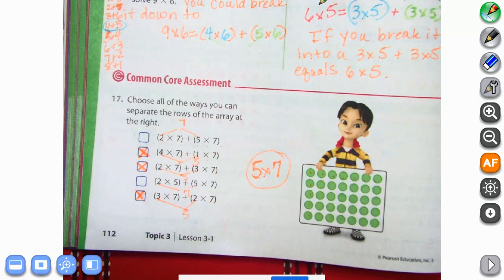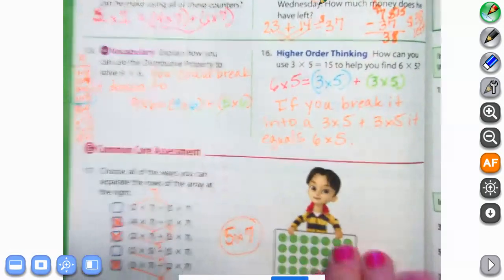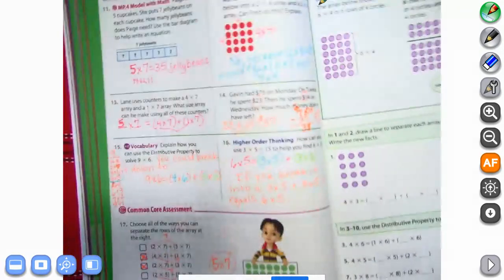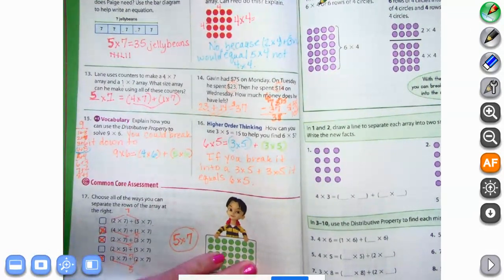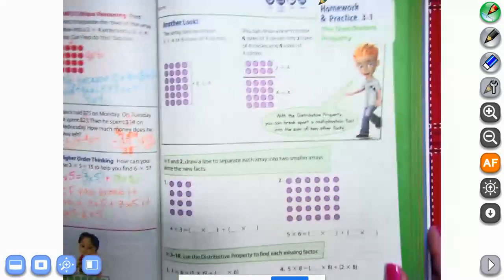All right. Go ahead and make sure you have everything written down that we've done here today so that you can be ready to do your homework, which we will correct tomorrow. So let's talk about homework.